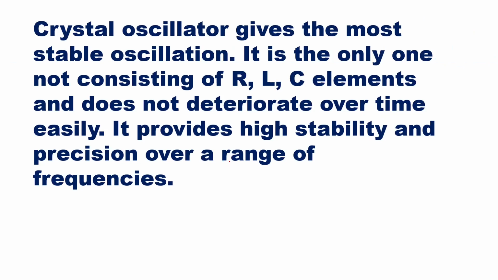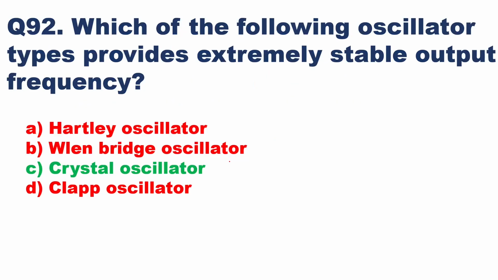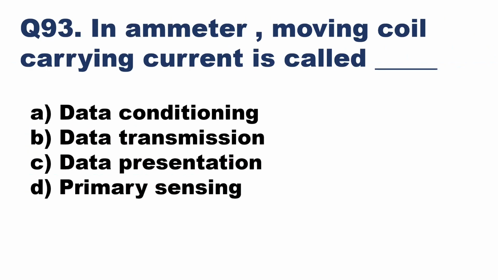So here, a crystal oscillator gives the most stable oscillation. It does not consist of RLC elements and does not deteriorate over time easily. It provides high stability and precision over a range of frequencies. So here, option C, a crystal oscillator will be the right answer, which is an oscillator which provides extremely stable output frequency. Then we'll go to next question.